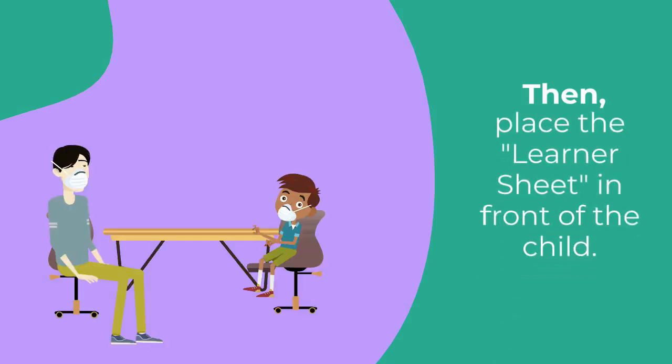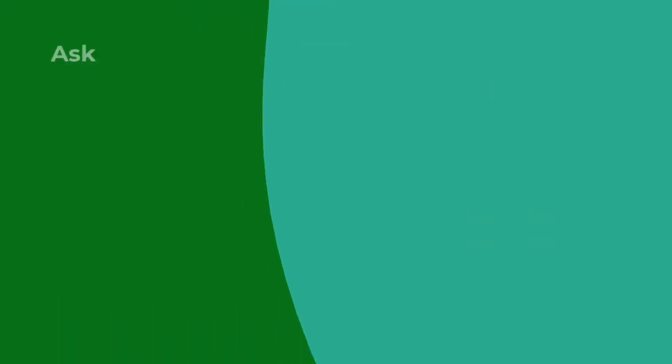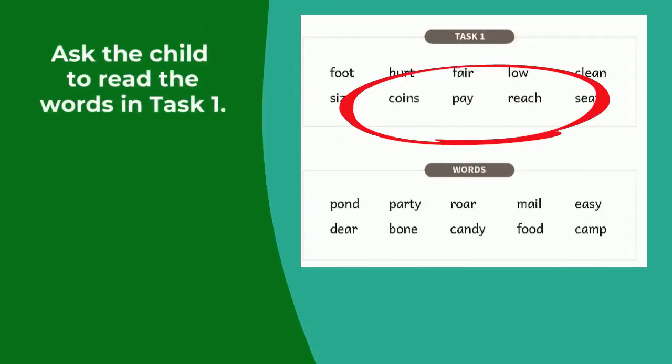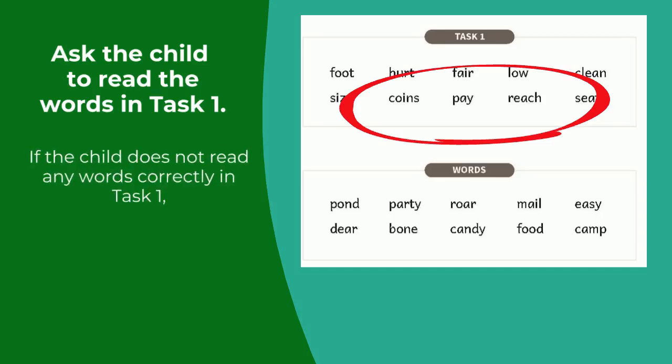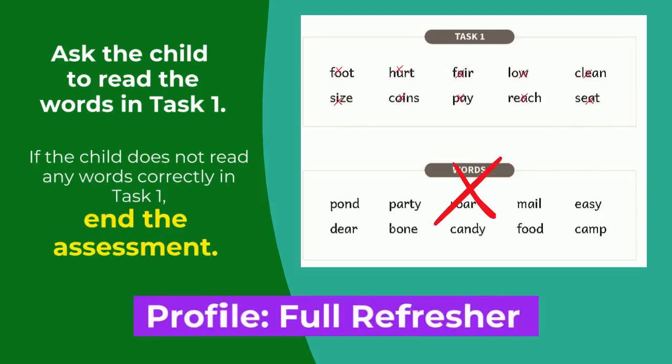When ready, place the learner sheet in front of the child. Ask the child to read the words in Task 1. If the child is unable to read any of the words correctly, end the assessment. This means that the child will need a full refresher.